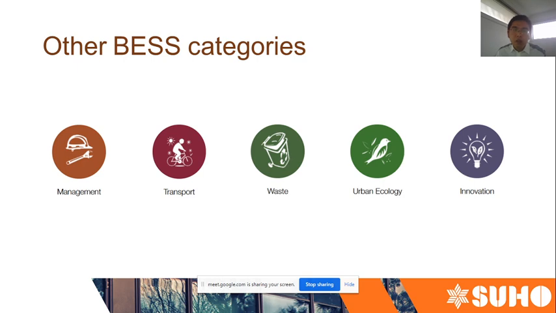Okay, there are also other BESS category which is not compulsory, but sometimes it might be easy for us to get points here, which could also improve the overall performance of our building.